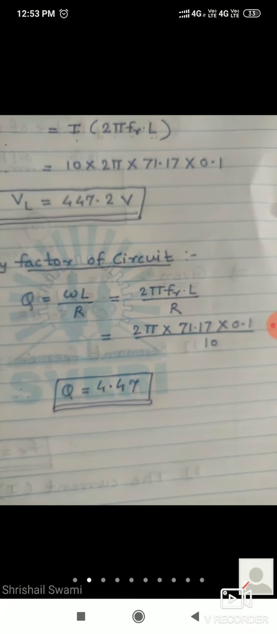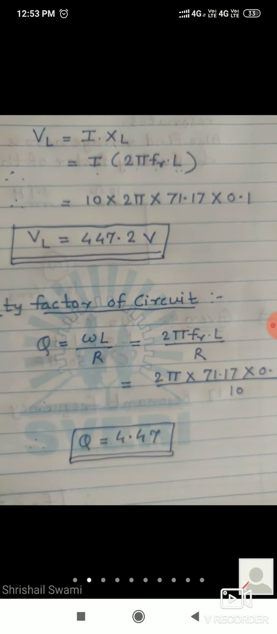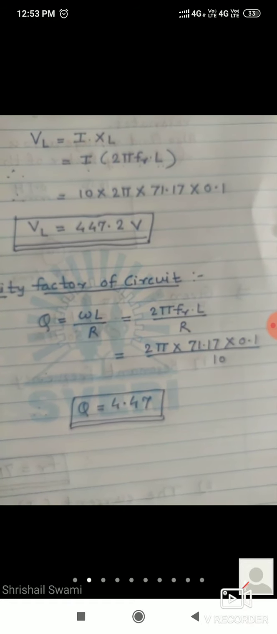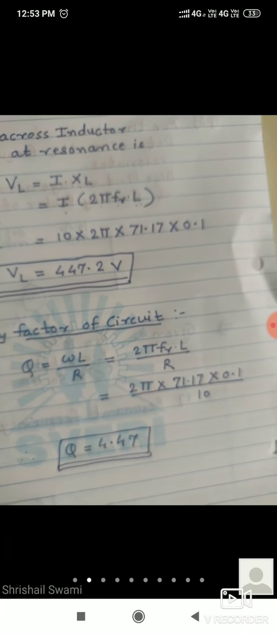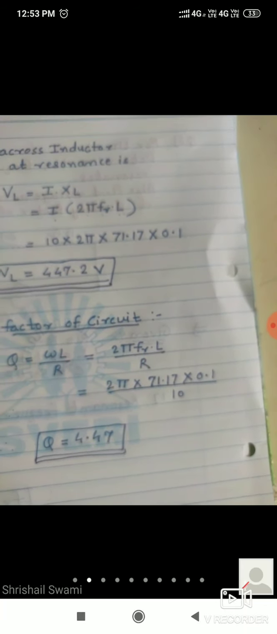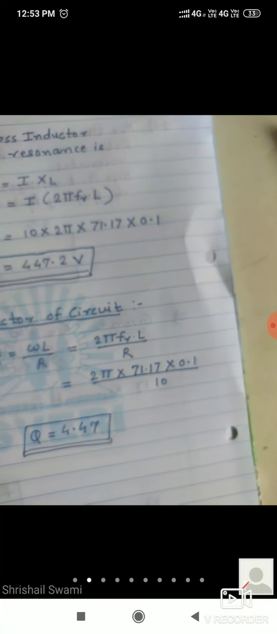Okay, so we got each and every answer. So any doubt in this problem particularly? Okay, now we can move towards question number 4.